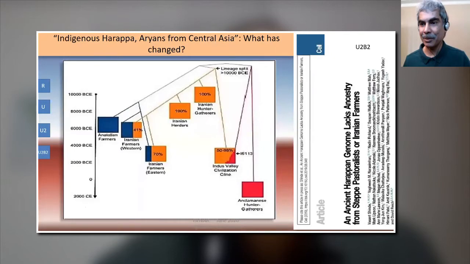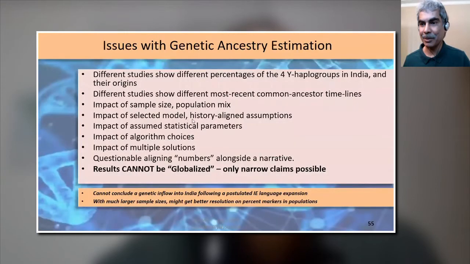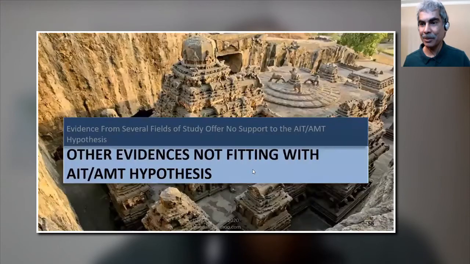So many issues are there, the genetics data. Can't do that in a short talk like this, but would recommend that one has got to be critical, look at all the studies in various dimensions, and bottom line, one cannot globalize the results, and one can only admit very narrow claims. That is the bottom line. So I'll quickly conclude this talk.